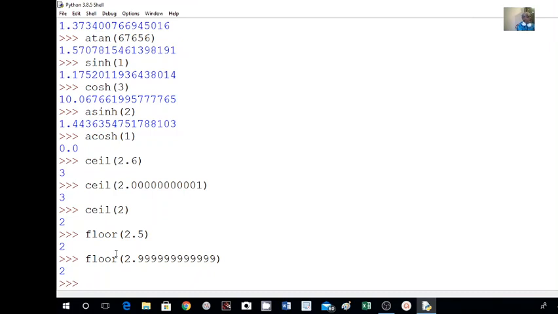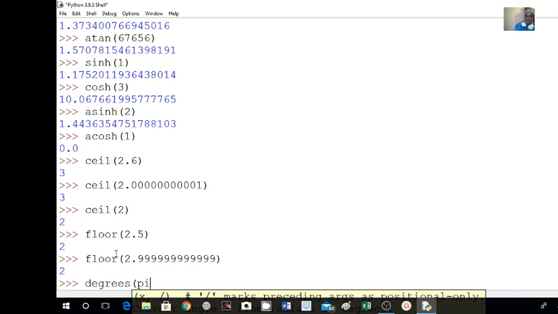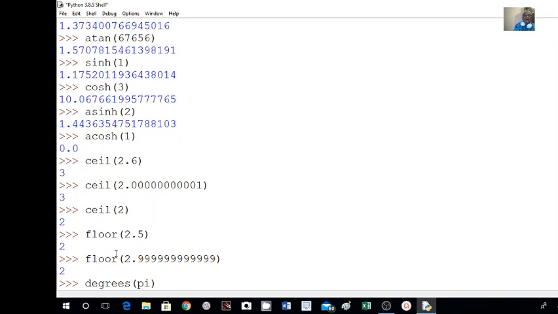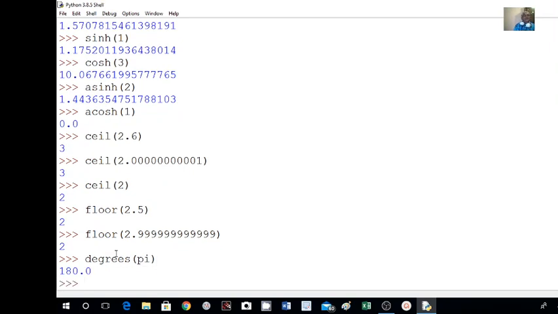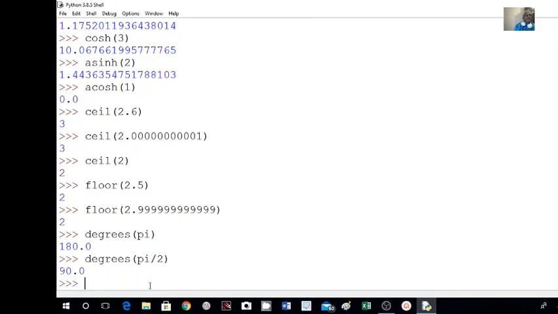Okay. Now some more commands. One more command is degrees pi. If I enter, see pi is converted. Whatever I give to degrees is treated as in terms of radians, and it will be converted in terms of degrees. So again degrees pi by 2, 90 degree. Okay, this is equal to 90 degree. Again pi by 4, this is equal to 45 degree.